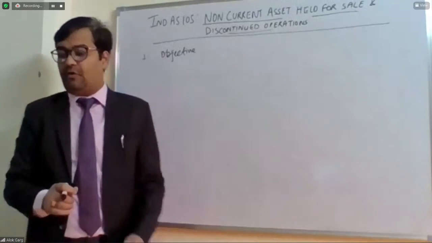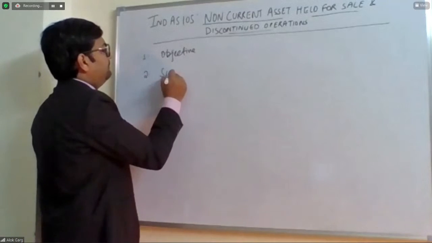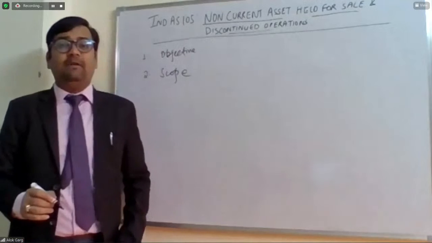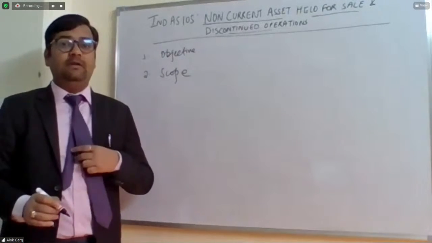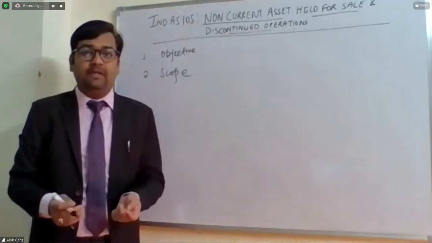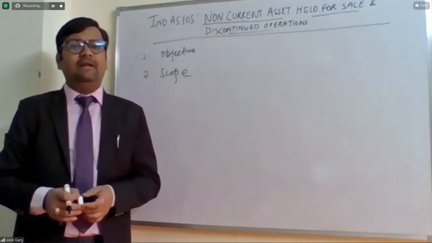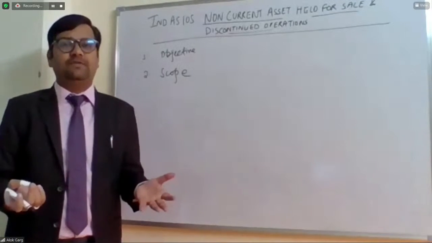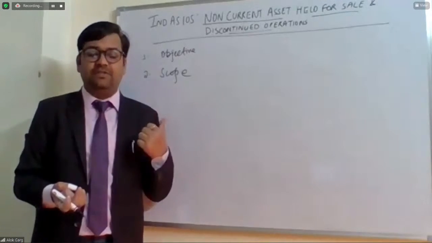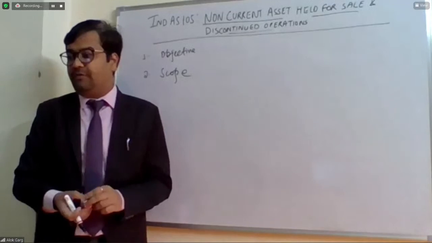Then we'll discuss scope: where this standard is applicable and where it is not applicable. For example, if inventory is held for sale, inventory by virtue of its nature is always held for sale. So if inventory is held for sale, it is not covered under IND AS 105. It is a current asset. It is covered under IND AS 2 Inventories.